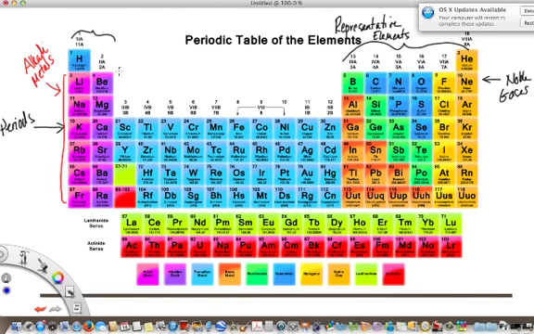Group 2A, these are the alkaline earth metals. They have 2 electrons in their outermost energy level. They also contain some elements that are highly abundant in the Earth's crust, such as magnesium and calcium.